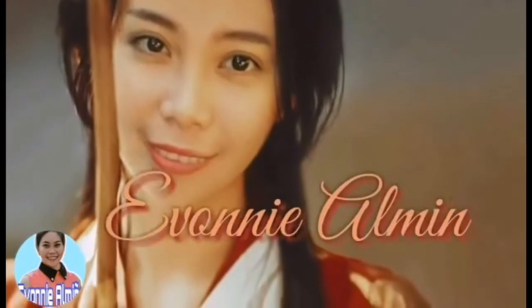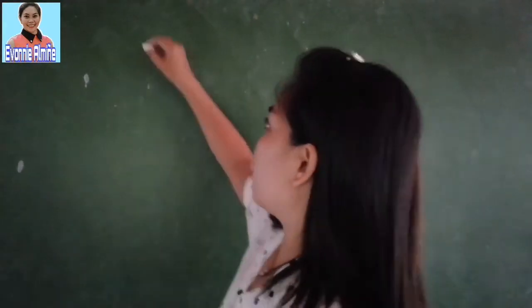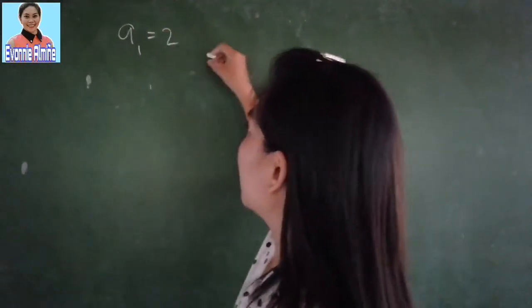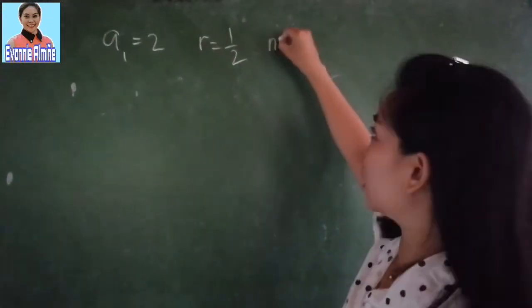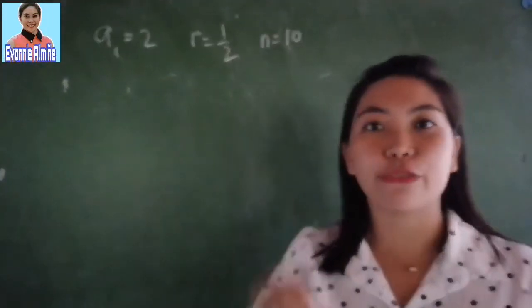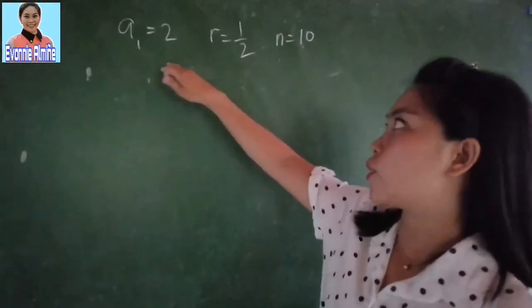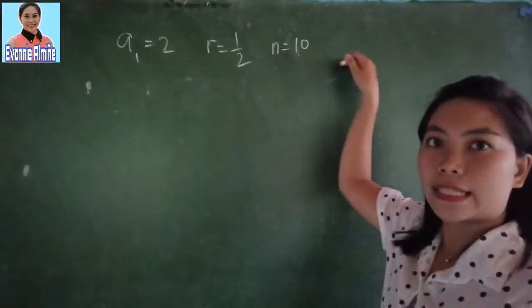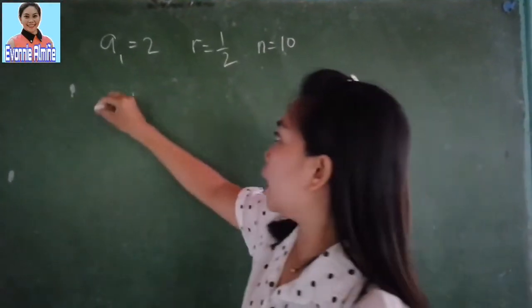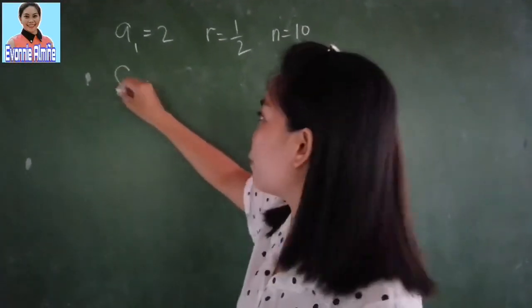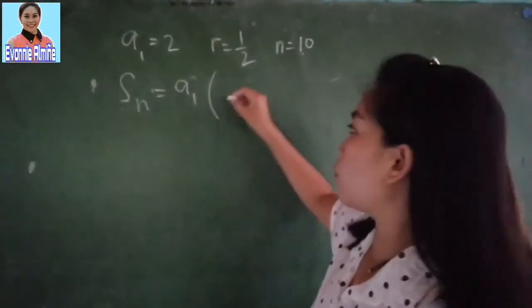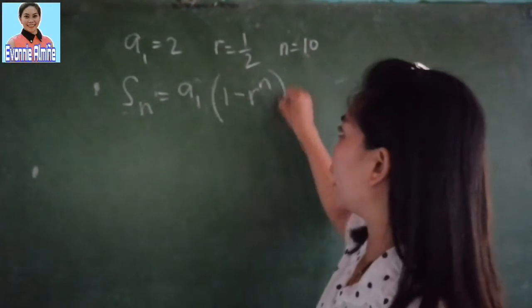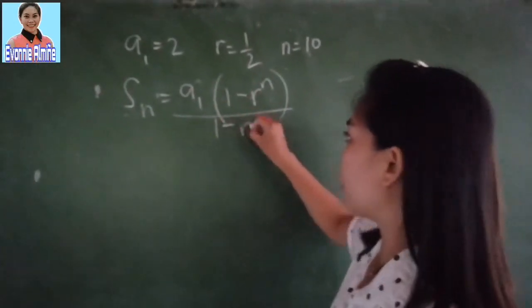Let's have one last example. First term is 2, the common ratio is 1/2, and the number of terms is 10. Let us find out the sum of the terms of the geometric sequence given the following. Okay, so following the formula of finding the sum, S of n is equal to the first term multiplied by the quantity of 1 minus r raised to n over 1 minus r.